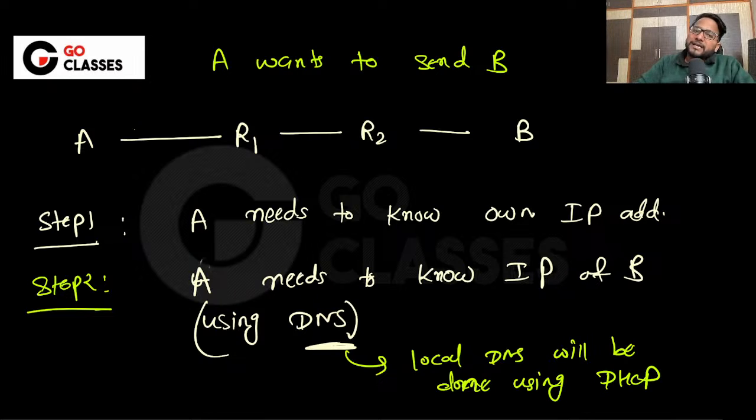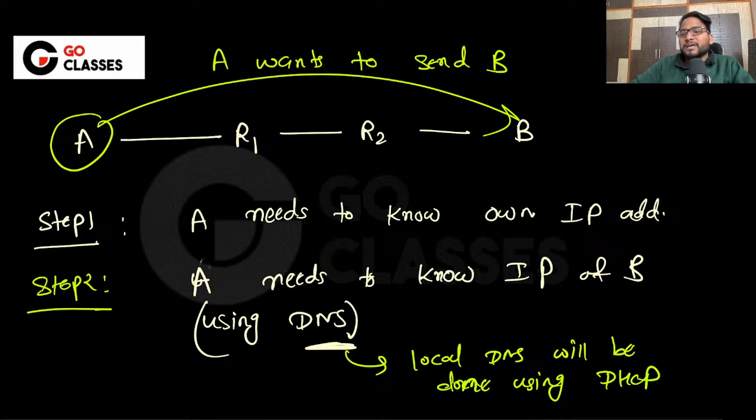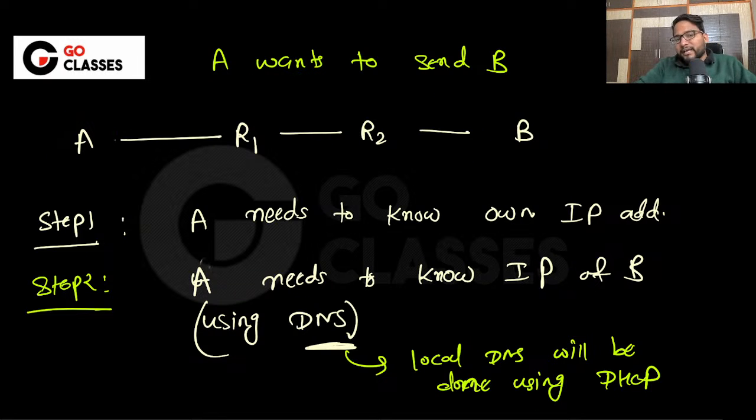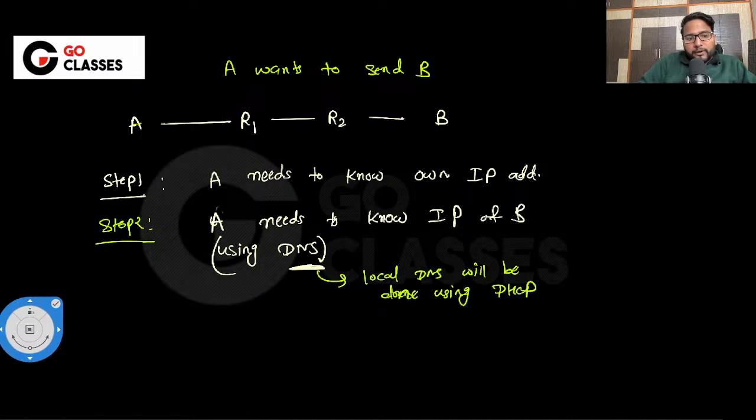Okay. So basically, A needs to know the IP address of B. For that itself, it needs to know the local DNS server address. So that DHCP will provide. And what is the third step? It will get to know the IP address.